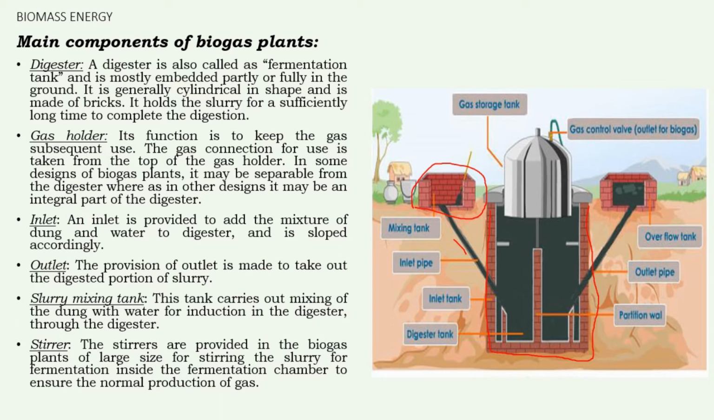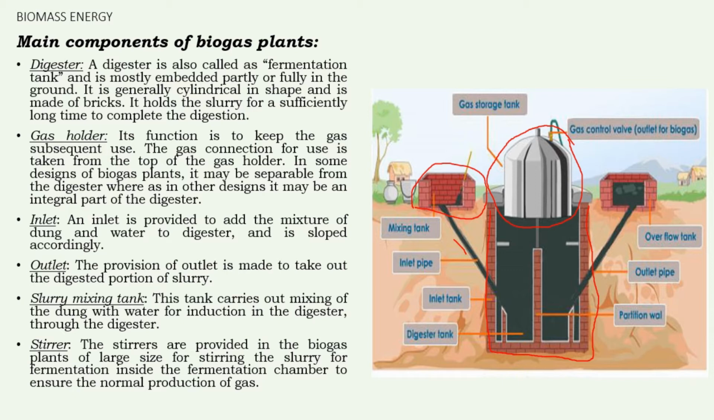It is embedded partly or fully in the ground. It is generally cylindrical in shape, and it is made of bricks. So it holds the slurry for a sufficiently long time to complete the digestion process. On this you can find a dome-like structure. This we call the gas holder. The function of this is to keep the gas, and for subsequent use we have the outlet pipe.